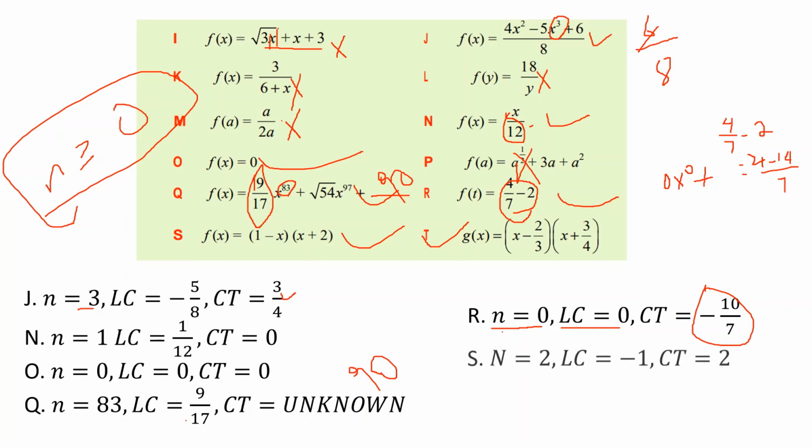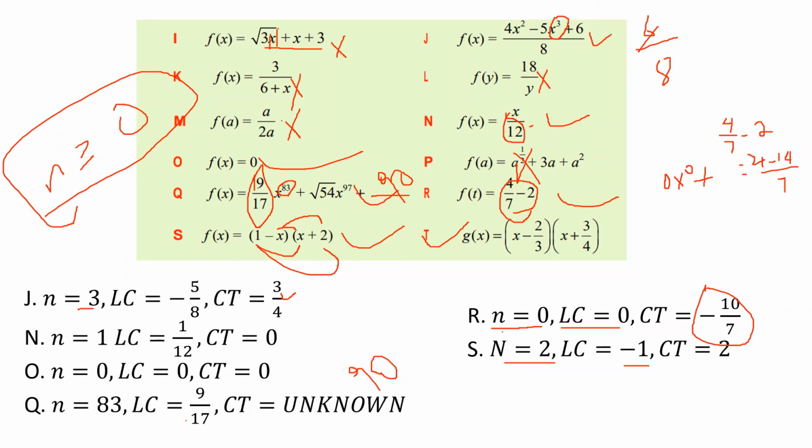term for this. S, when you come to S, you can multiply this one by this one, and this one by this one, but we can get simply x times x, which is x squared, so its degree is 2. The leading coefficient is minus times positive, which is minus 1, and the constant term should be this one times 1, which is 2.